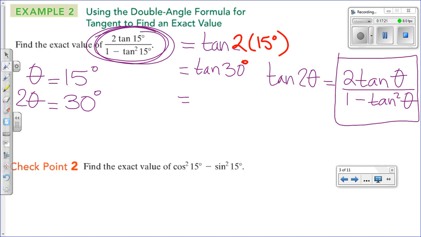I know it has a square root of 3 somewhere. Let's see, the sine of 30 is 1/2, and the cosine is the square root of 3 over 2. So that will be 2 over 2 times the square root of 3, which will be 1 over the square root of 3. So that will be the square root of 3 over 3.